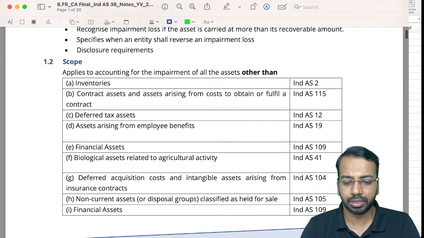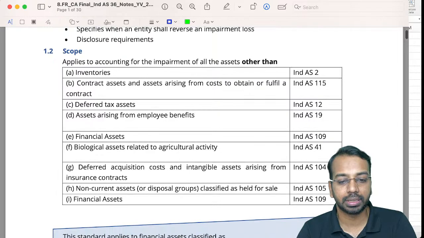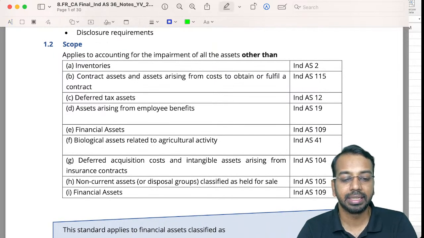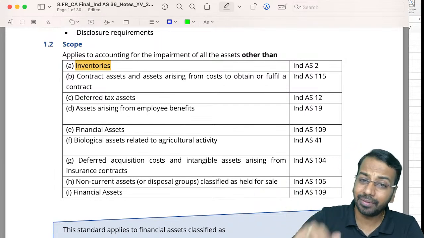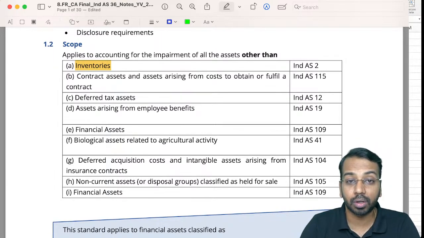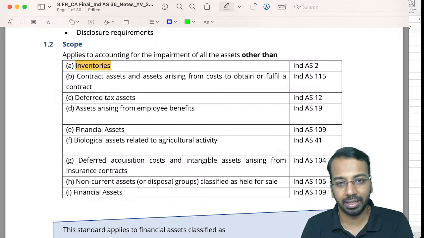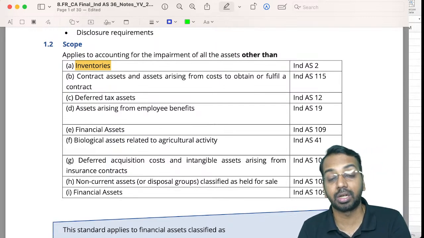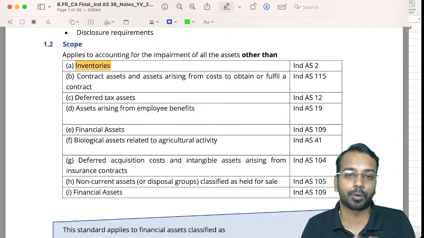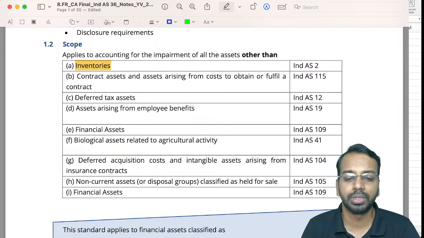Now, just a quick recap of what is not covered in the standard. Inventories are not covered. Why? Inventories we anyway value using the lower of cost or NRV principle as per Ind AS 2. NRV is what we will be recovering, so anyway we are showing it at the lower of recoverable amount or cost. Hence, you don't need to do inventories.